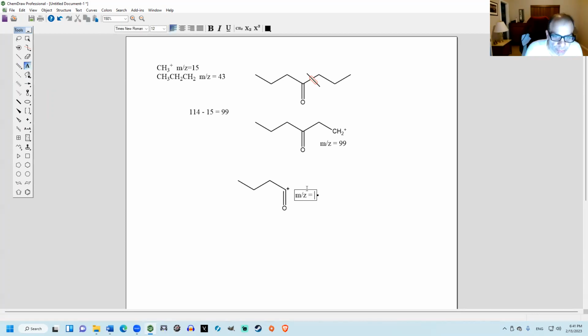This is mass to charge ratio 71. How do you know where the plus charge goes? Does it always go on the alpha carbon? Yes, always. It always goes on the alpha carbon because it's an alpha cleavage. So that's 1, 2, 3, 4, and we only needed 3. There's probably others. You could probably do a McLafferty rearrangement also.